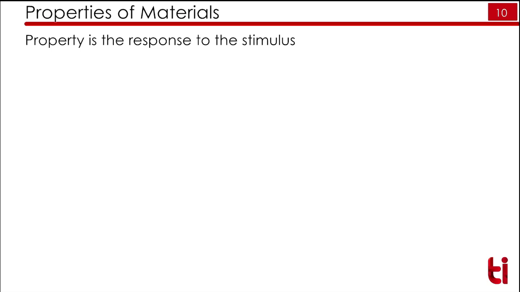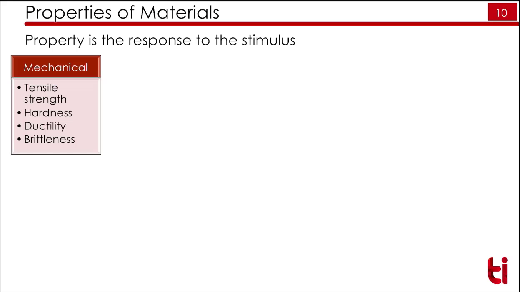So now we have seen the materials. Now we'll see the properties of those materials. So the property is basically the response of the material to a stimulus. For example, if I take mechanical properties, the load is the stimulus and the responses are tensile strength, hardness, ductility and brittleness. So these four we can call mechanical properties.